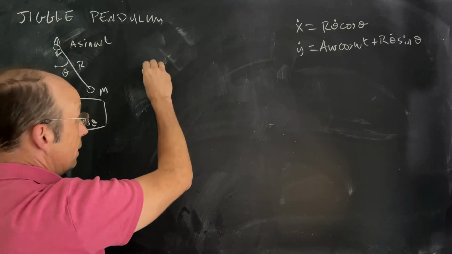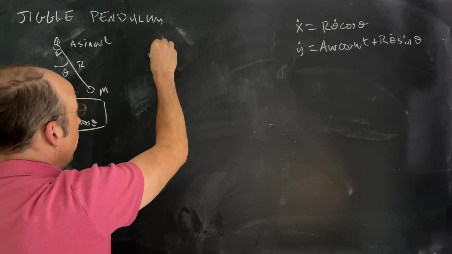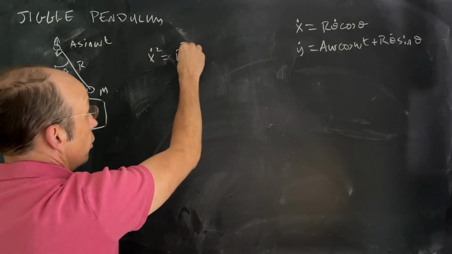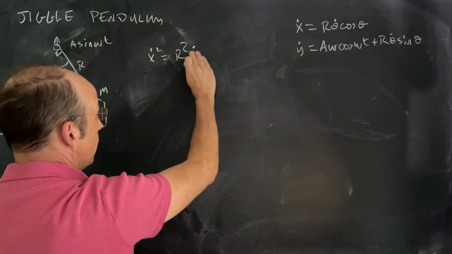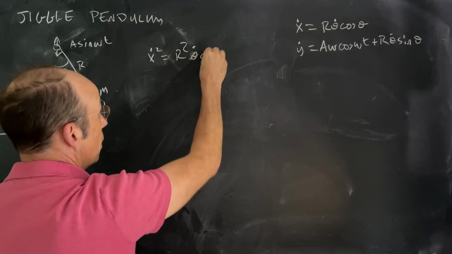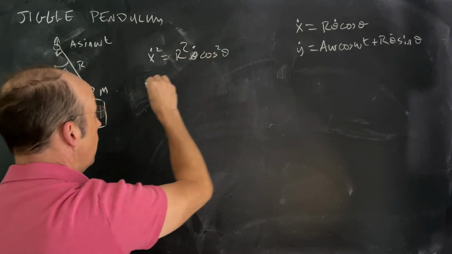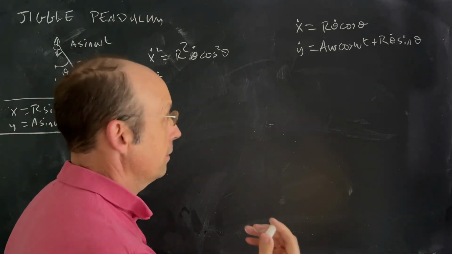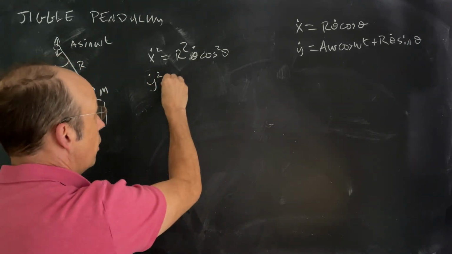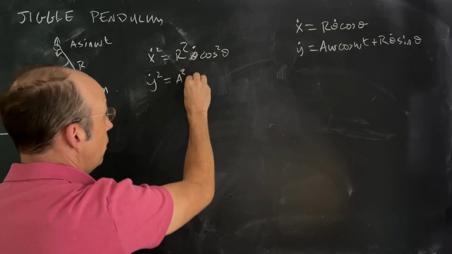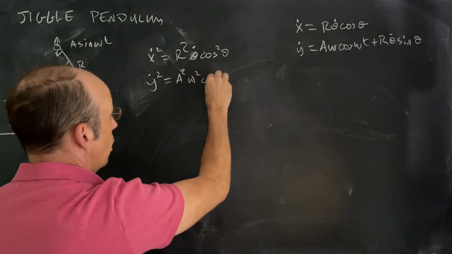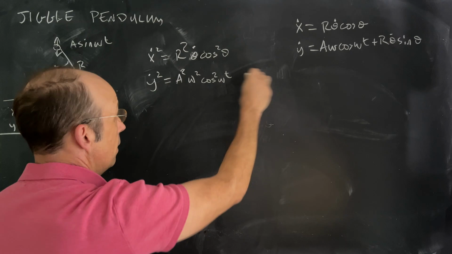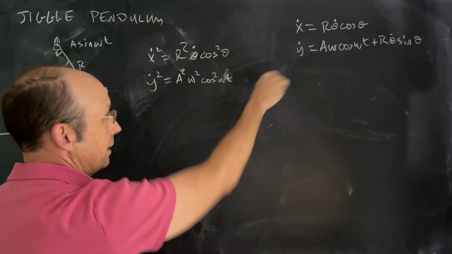So I'm going to write this as x dot squared. That one's pretty easy. It's just r squared theta dot squared cosine squared theta. Now y dot squared, we have two terms. Okay, so let's just do it. So this is going to be equal to a squared omega squared cosine squared omega t. That's that first term squared.